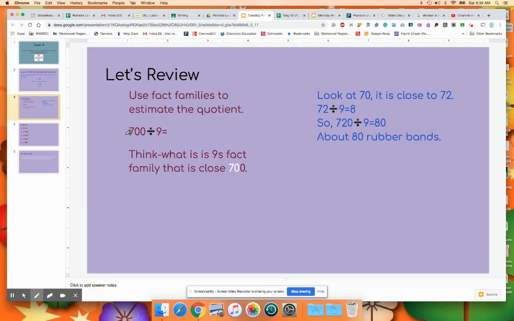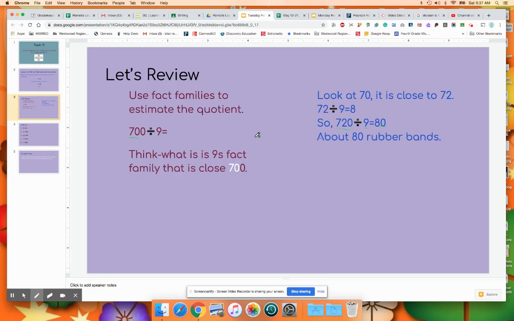So here we have 700 divided by 9. I'm going to look at the 70 and the 9. Are 70 and 9 in a fact family? No. What is close to 70 that's in 9's fact family? If you go over here, 72, right? 72 divided by 9 gives me 8. So then I'm going to rewrite 700 as 720 divided by 9, and it gives me 80. Again, this is an estimate. This is telling me that my actual answer when you divide 700 by 9 should be close to 80.